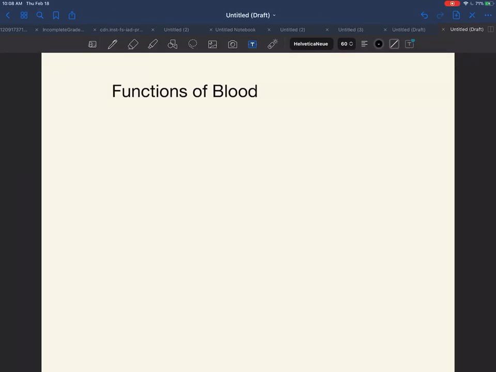The blood has a variety of functions. One of the main functions, obviously, is in transportation. So we can talk about transportation. So the blood has water in it, and the water is the solvent, and things are dissolved in that water.